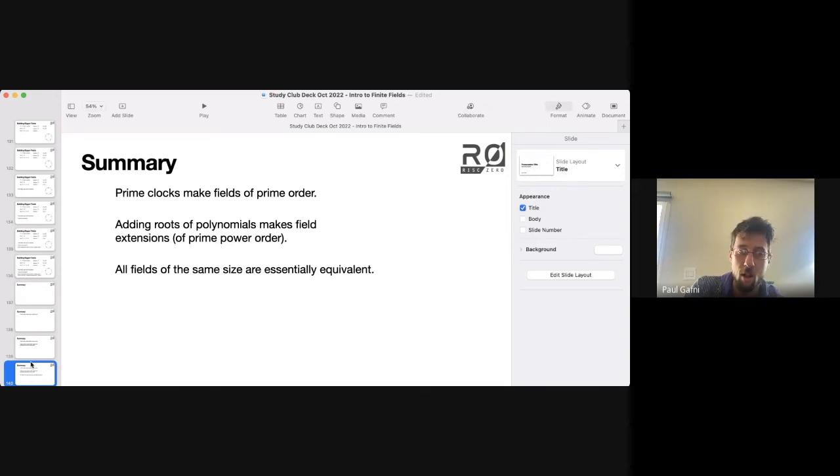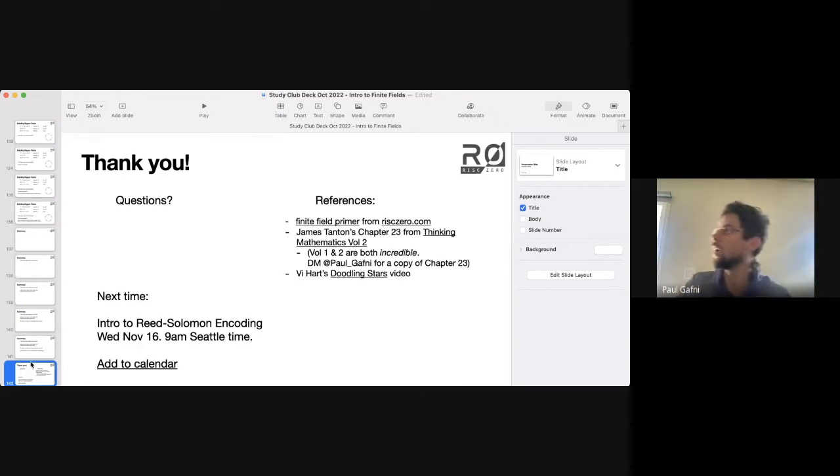Fields of the same size are essentially all the same. You don't need to worry too much if you're looking at a field of order 49; it's basically the same as all other fields of order 49. And if you write fields in terms of generators, life becomes generally easier. So I hope that a decent amount of this stuck and felt useful, and you maybe feel a little bit more clear context for some of these pieces.